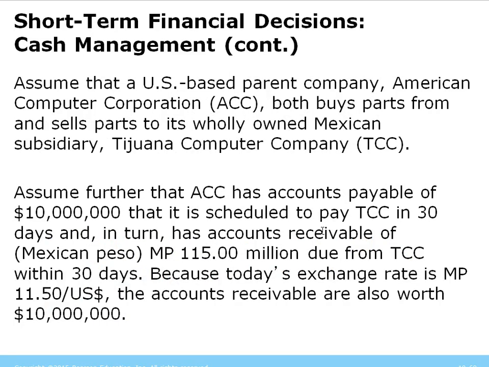So assume that a U.S.-based parent, American Computer Corporation, buys parts from and sells parts to a Mexican-owned Tijuana computer company. Assume that ACC has accounts payable of $10 million and is scheduled to pay it to TCC in 30 days. In turn, it has accounts receivable of 115 million Mexican pesos due from TCC within 30 days. Because of today's exchange rate, it takes 11.5 Mexican pesos to equal $1. The accounts receivable is also worth $10 million.